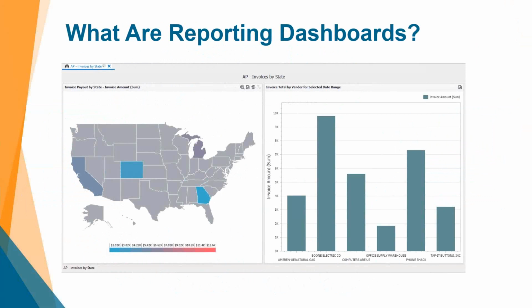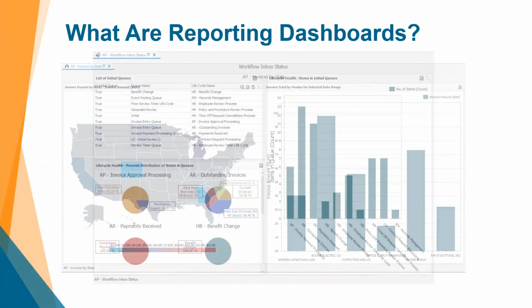Just a couple of examples that we're talking about based upon a map of the United States. Where are we seeing high numbers of documents that are coming into the system? Or based upon a bar chart that we see on the right-hand side here, summing up the invoice amount. So obviously an accounts payable scenario that we're looking at.